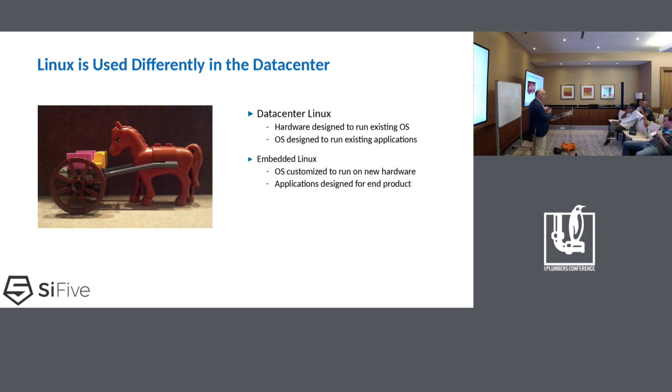Linux is used differently in the data center, right? On an embedded device, you build the operating system and the hardware and the applications all together. When you ship a new refrigerator or a new washing machine, everything is built together. In the data center, all you're doing is building hardware designed to run an existing operating system. So in the data center, the operating system comes before the hardware, and in the embedded space, the hardware comes before the operating system.